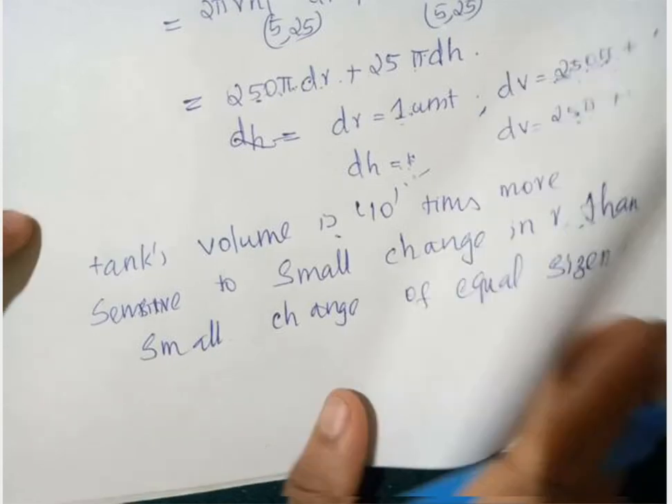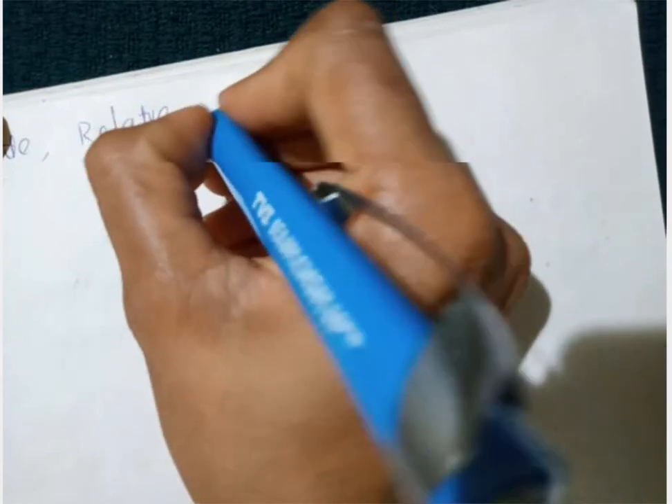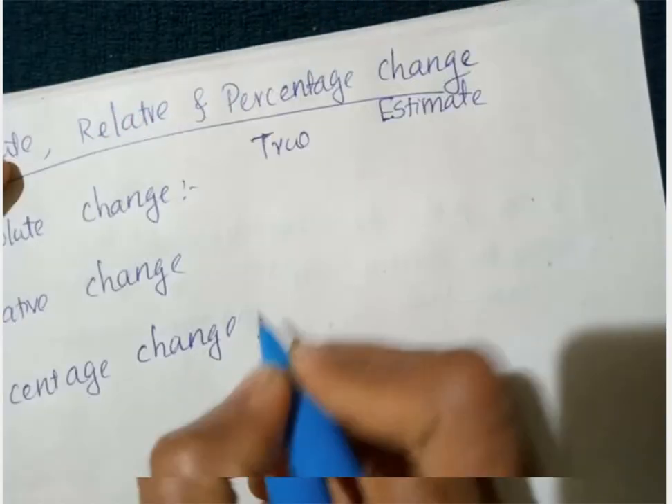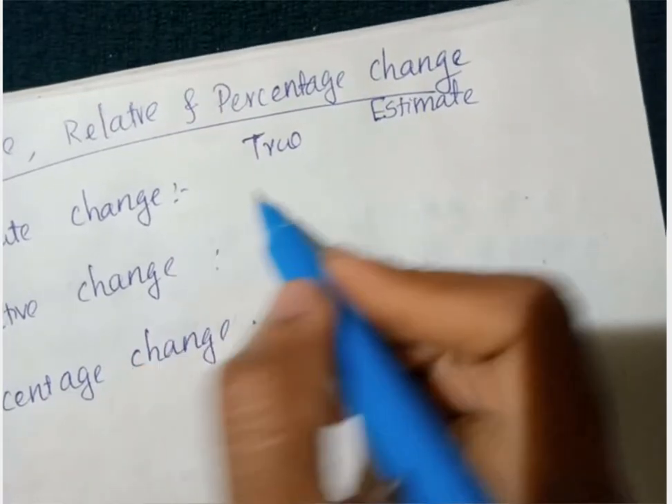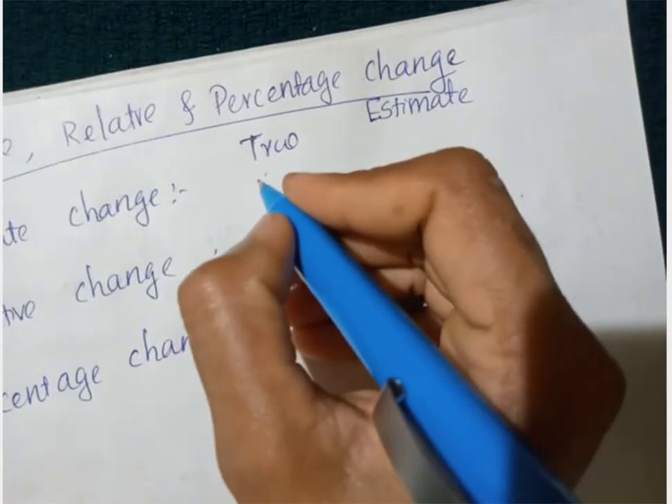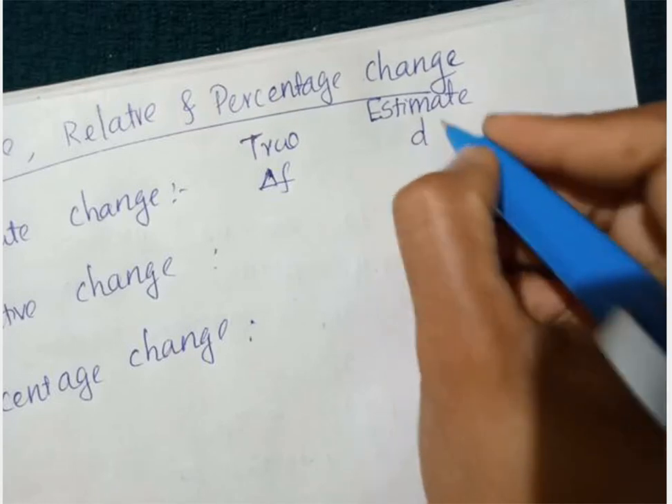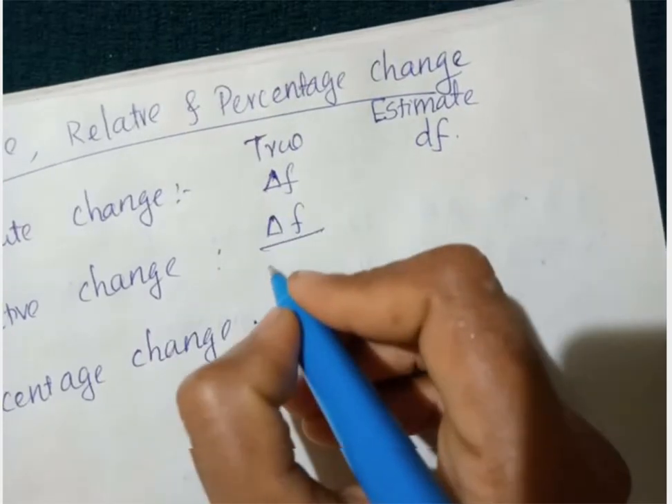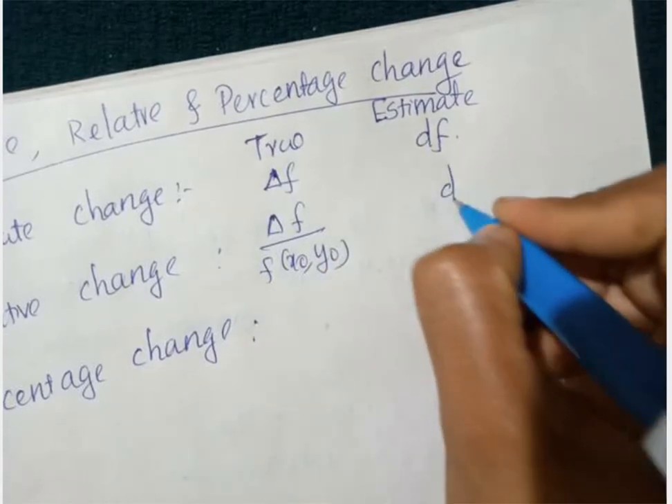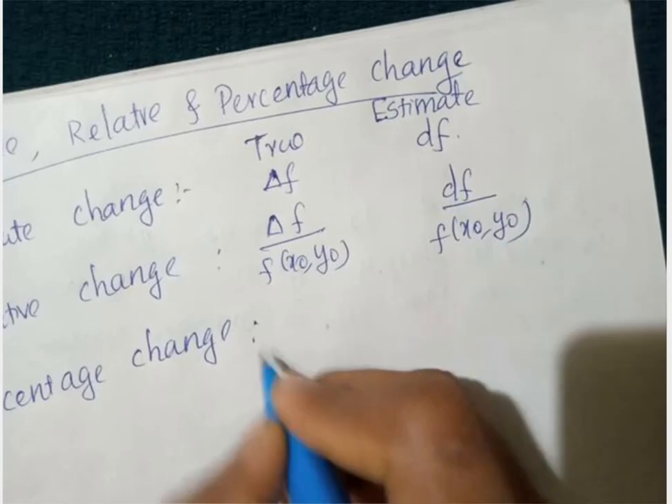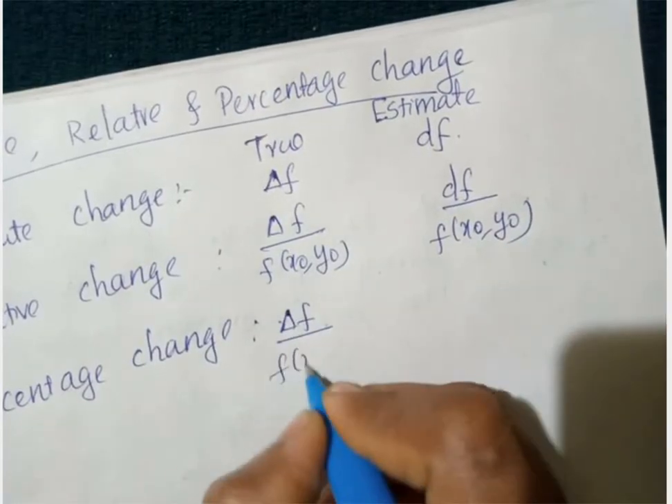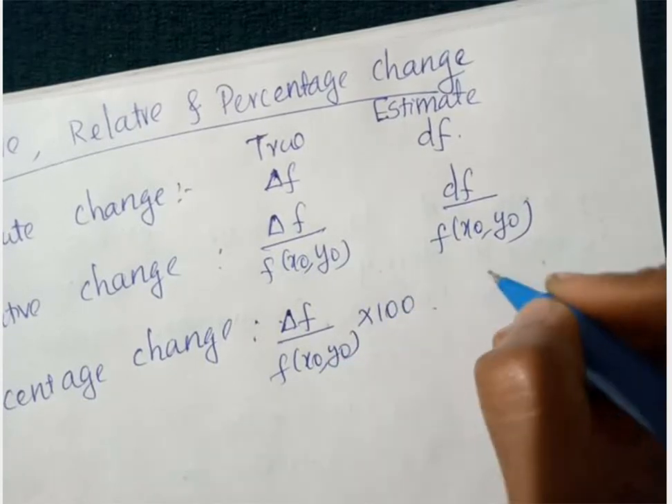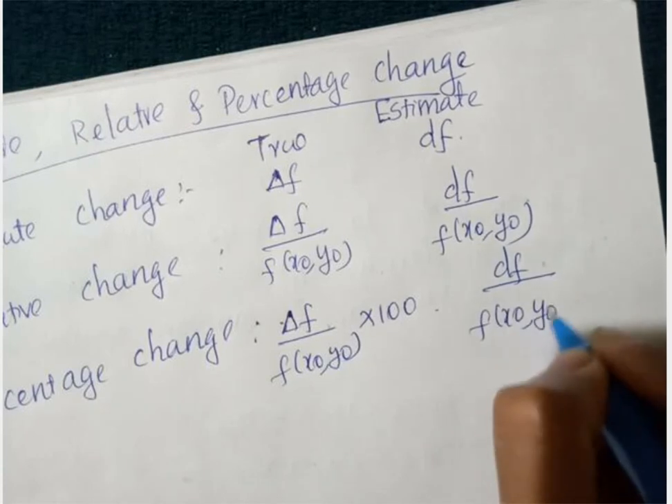Next we are going to define the absolute, relative, and percentage change. We have the absolute change: the true change, delta f, and the estimated change, df. Relative change is equal to delta f by f of x naught, y naught, or df by f of x naught, y naught. Percentage change is delta f by f of x naught, y naught, into 100, or df by f of x naught, y naught, into 100.